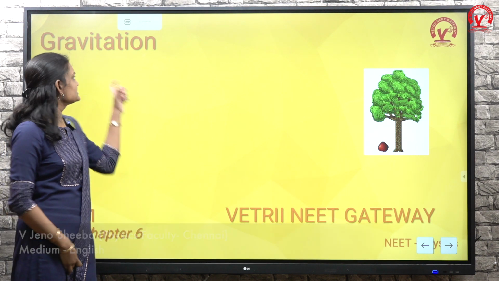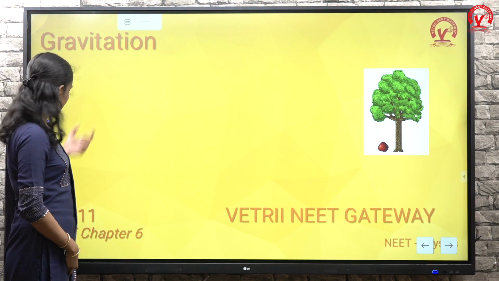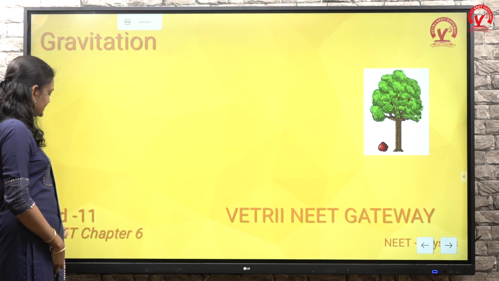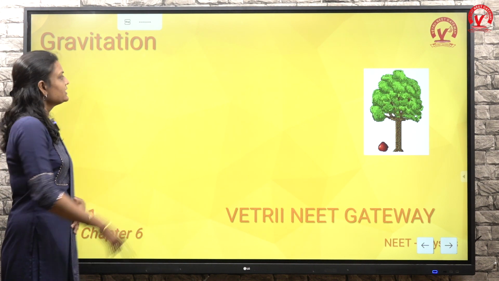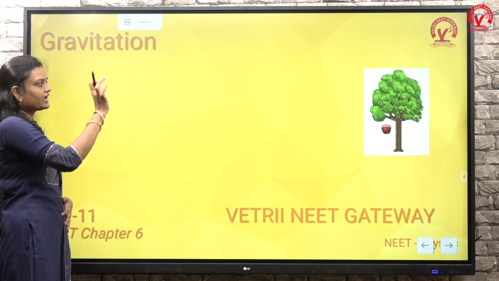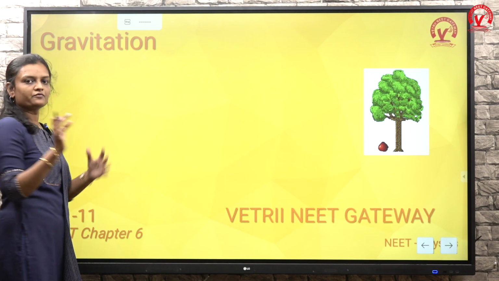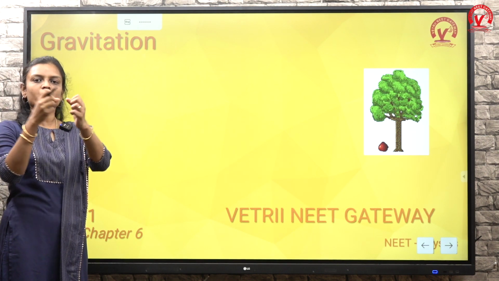Today we are going to see the chapter Gravitation. This is in the Standard 11 NEET, chapter number 6. What is meant by gravitation? Gravitation is nothing but a force of attraction between two objects.